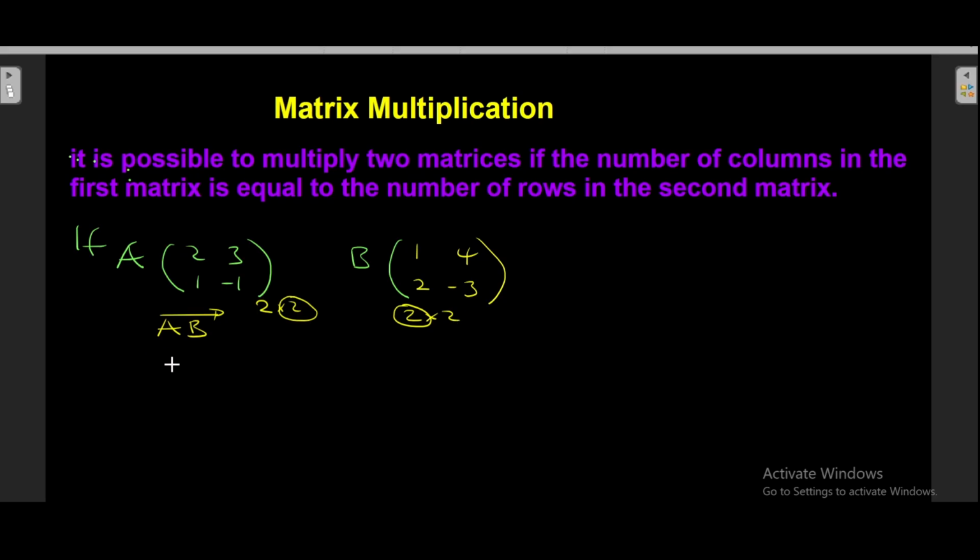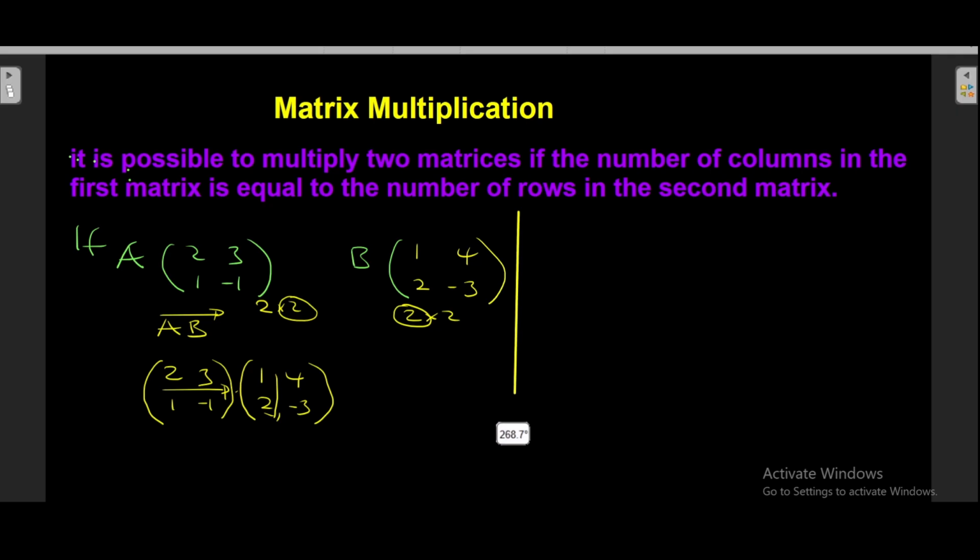Therefore, to find AB, I'm going to write it as 2, 3, 1, and -1, close the bracket. The second matrix is going to be 1, 4, 2, and -3. If I multiply these two matrices, it's going to be row multiplied with column. In that case, I'm going to have something which looks like this. I hope you can see the screen clearly.